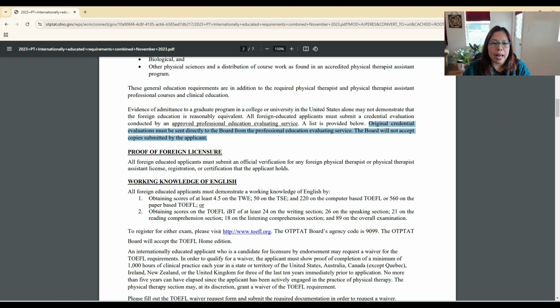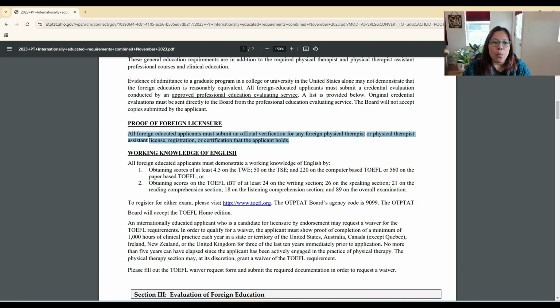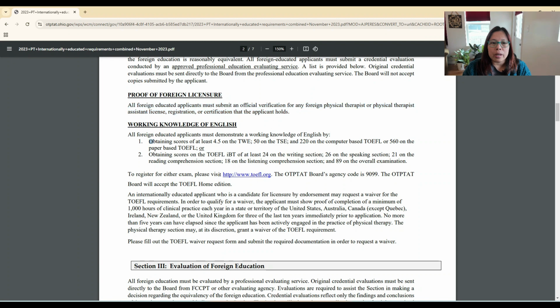Proof of foreign licensure. So if you have, for example, you're a graduate from the Philippines, you have to submit your copy of your license to the board. Okay, working knowledge of English. So you have to pass TOEFL. Okay, so these are the passing scores.